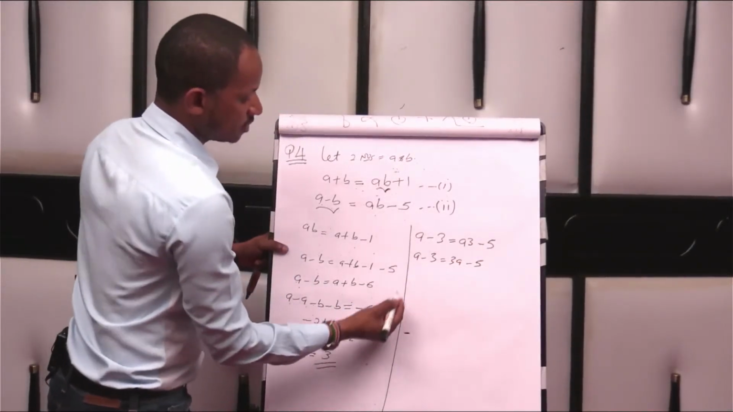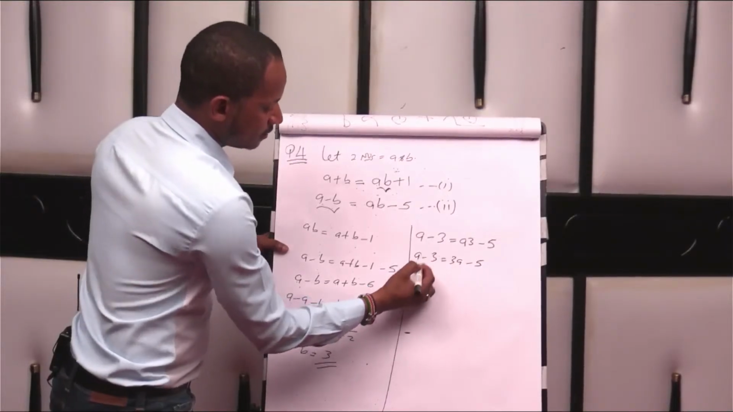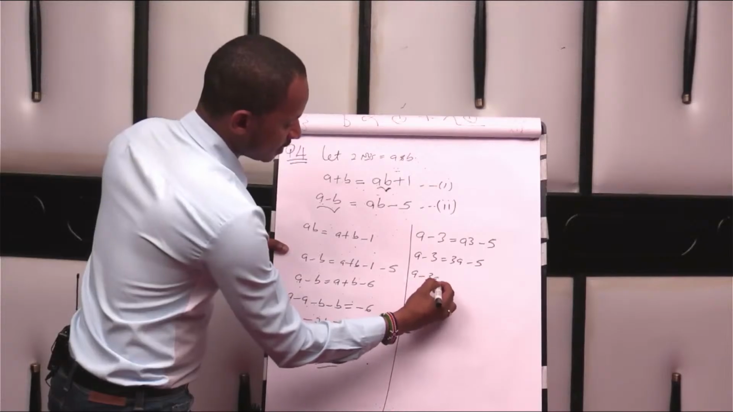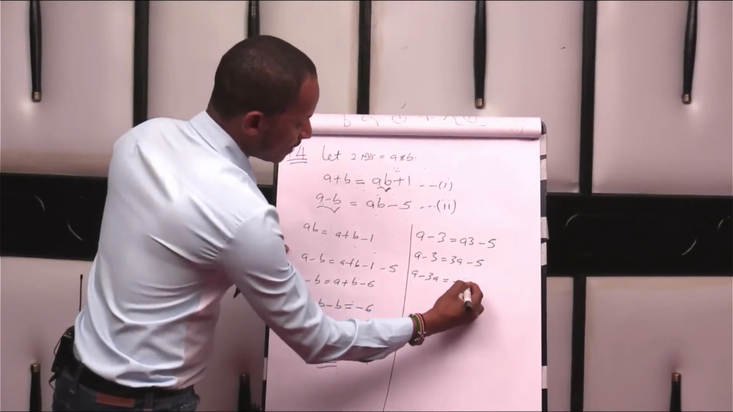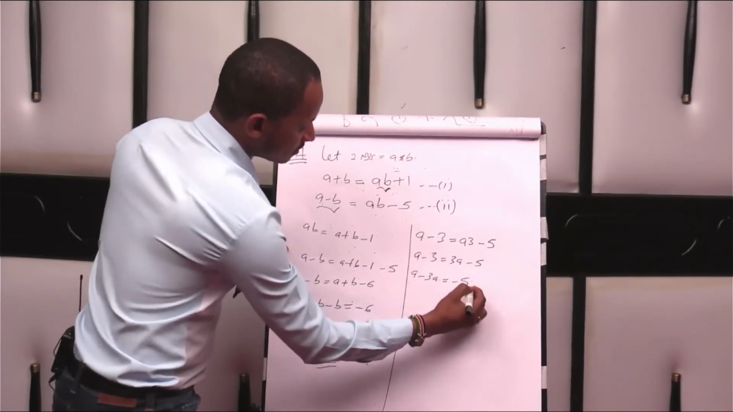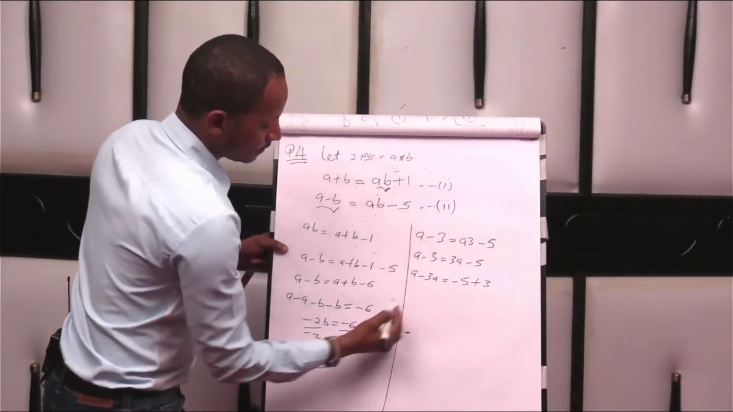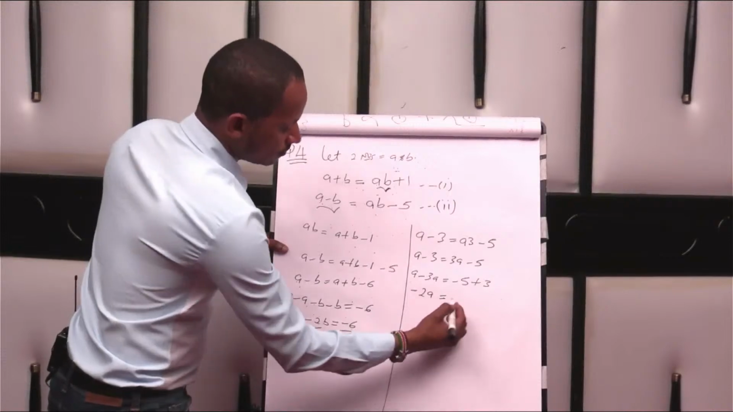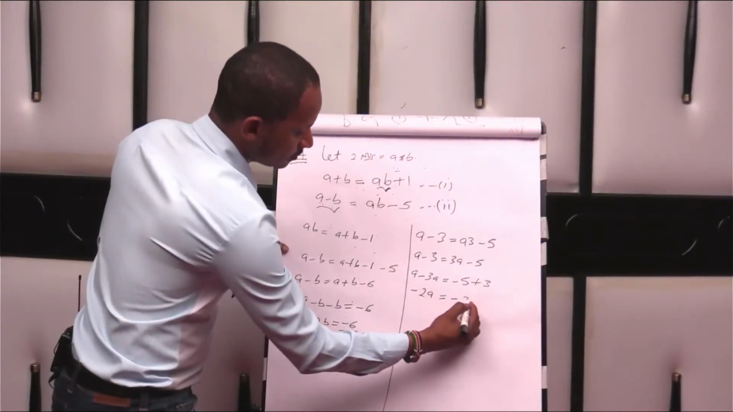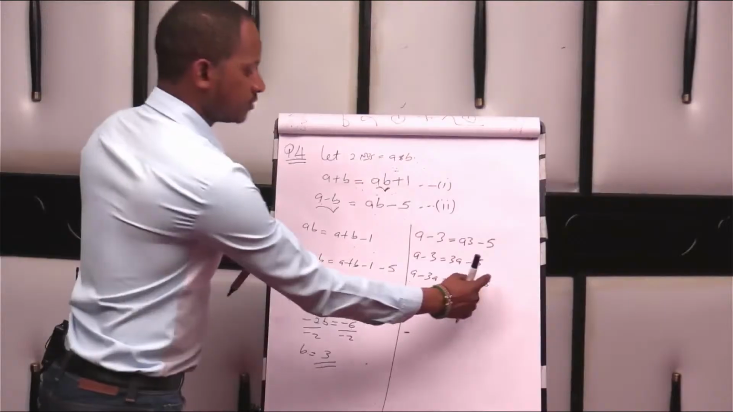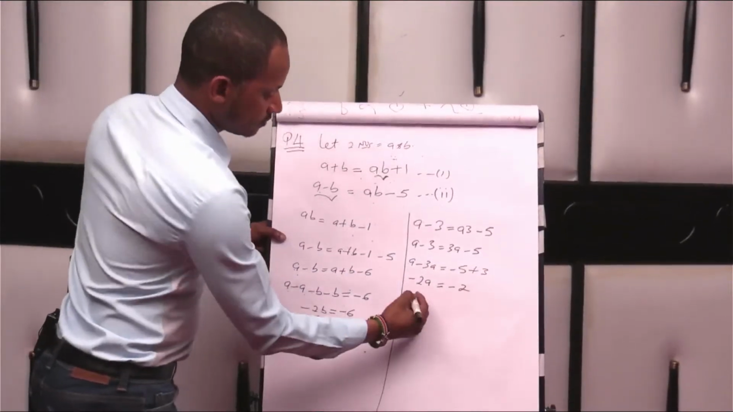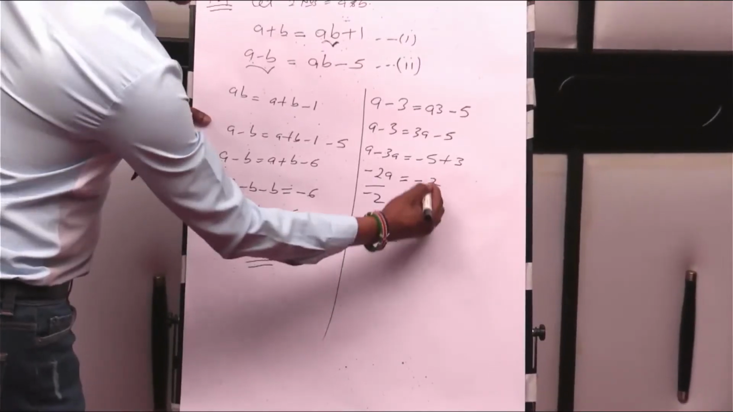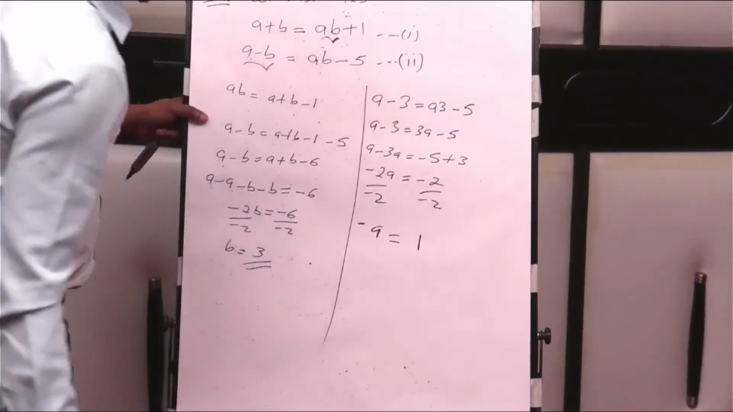You rearrange, then collect like terms again. Take 3A, this side becomes minus 3A equals to minus 5, take 3, the other side becomes plus 3. So, minus 2A equals to minus 2. 3 minus 5 is minus 2. Divide by minus 2 by minus 2. A equals to minus 2 divided by minus 2 is 1.